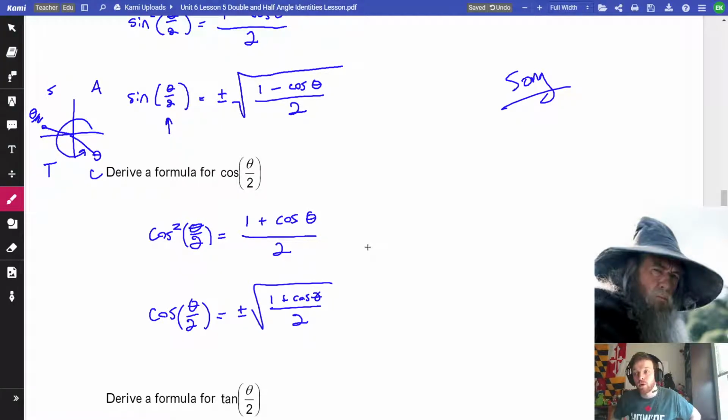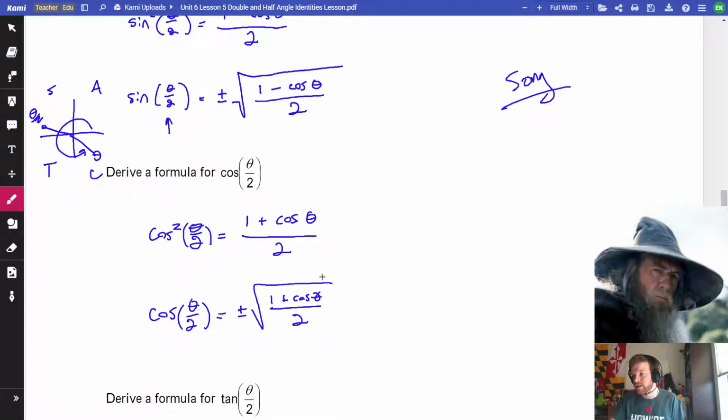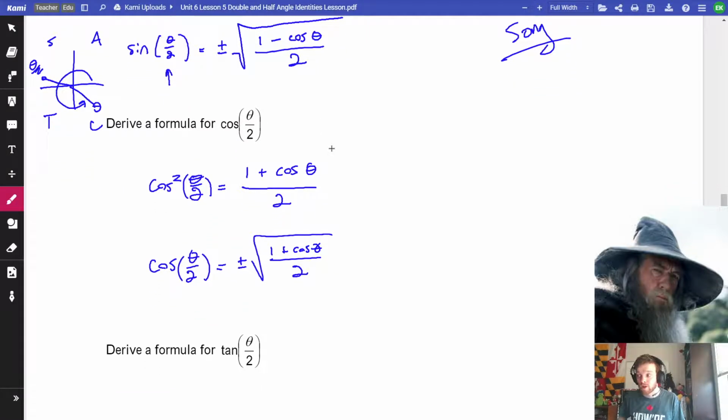Right, but there are your half angle formulas. And in the process, we also get the reduction formulas, which are particularly useful in the future. All right, but for our course right now, we're going to hone in on these half angle identities. 1 minus cosine theta over 2 square rooted. 1 plus cosine theta over 2 square rooted.